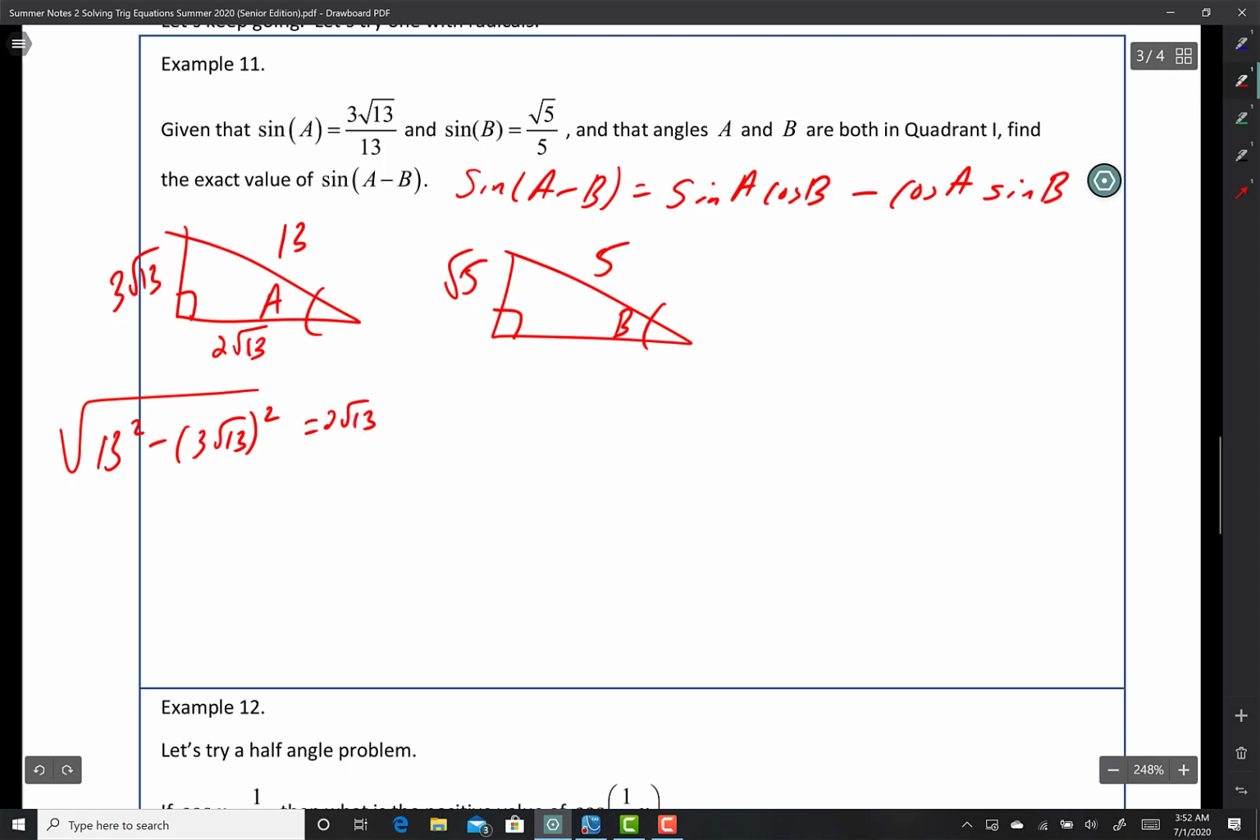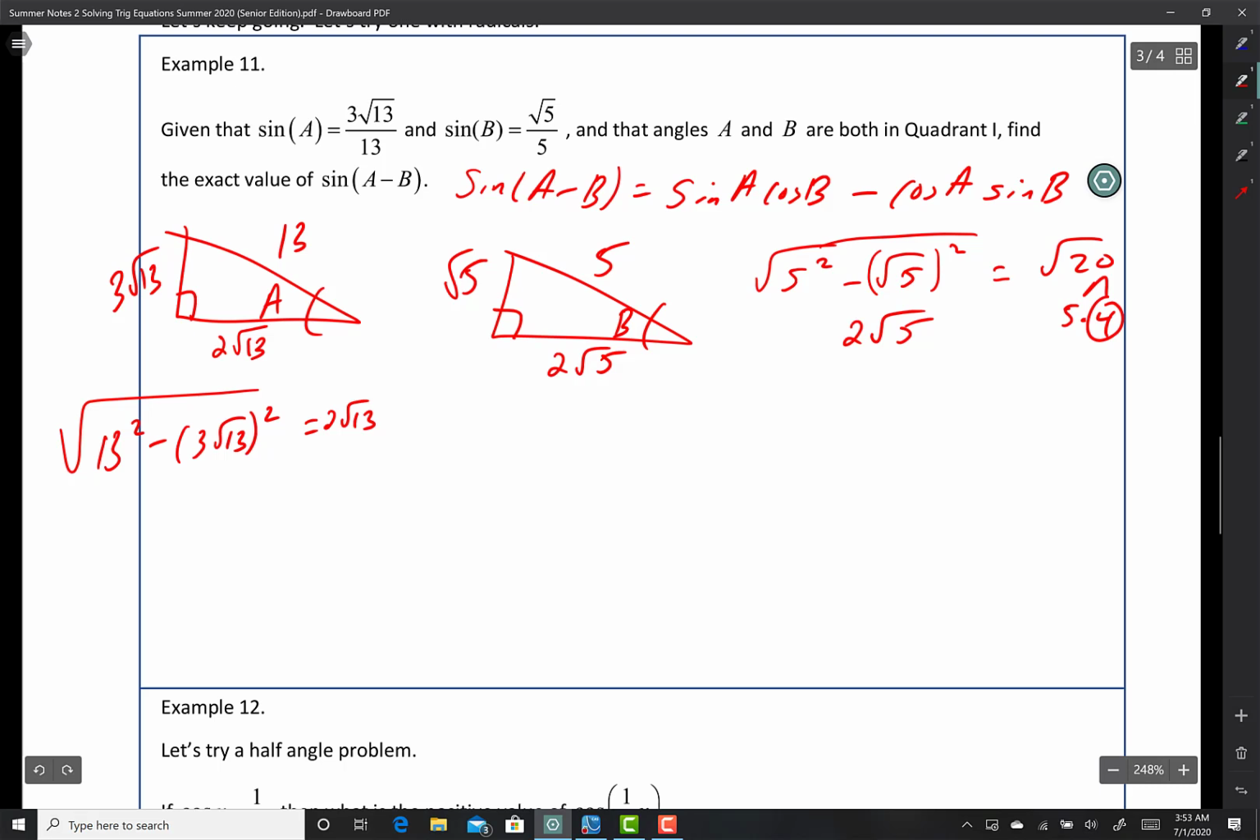All right, let's do this guy here. This one's easy to do. 5 squared, that's 25, minus the square root of 5 squared, that's 5. So 25 minus 5, that's square root of 20. And well, 20 is 5 times 4, and the square root of 4 is 2. So 2 square root of 5.